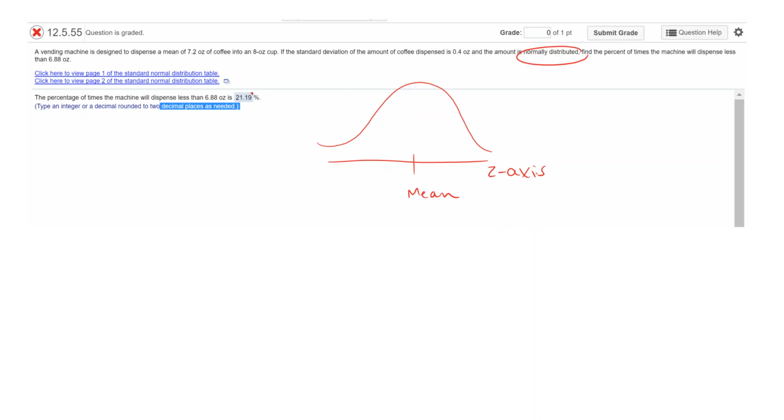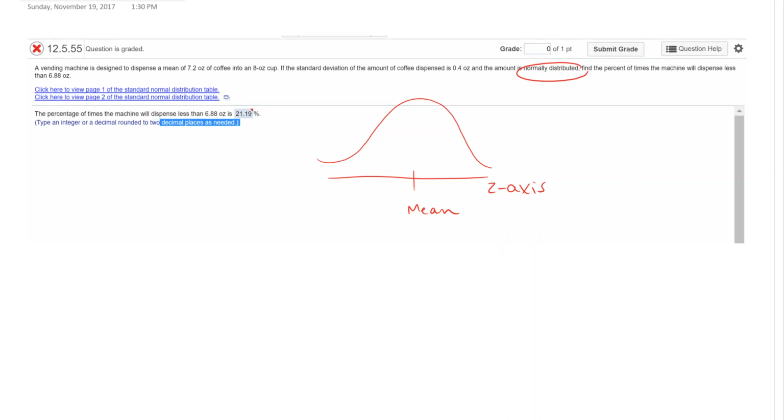So first we look at a z-score, and we are looking at finding the percent of times the machine will dispense less than 6.88 ounces. And so we want to convert this value to a position on the z-axis. Is it above the mean or below the mean? And we want to standardize the score.